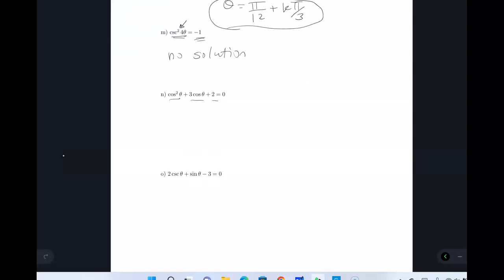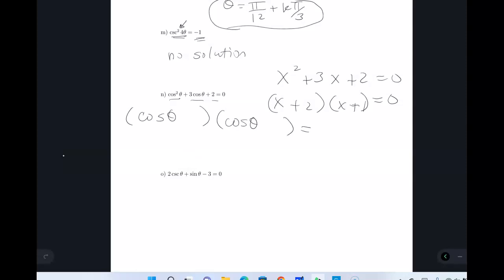Ooh, this looks challenging. I've got 3 terms, so it's not as easy as what I've been doing, but if I presented you with this problem, could you factor and solve? You'd say, yes, x plus 2, x plus 1. So what's the x in this case? The x in this case is cosine. So I have cosine, cosine, and I'm going to add 2 and add 1. If I multiply this out, it gives me this trinomial, right?